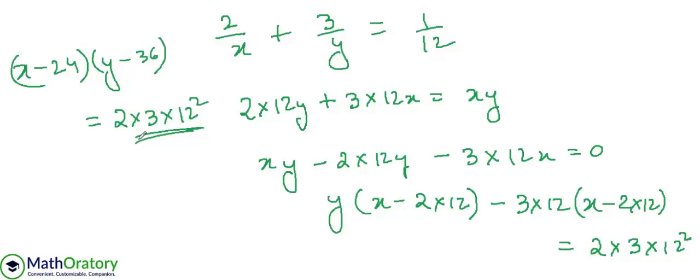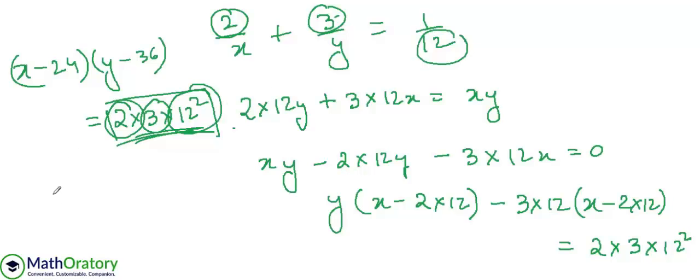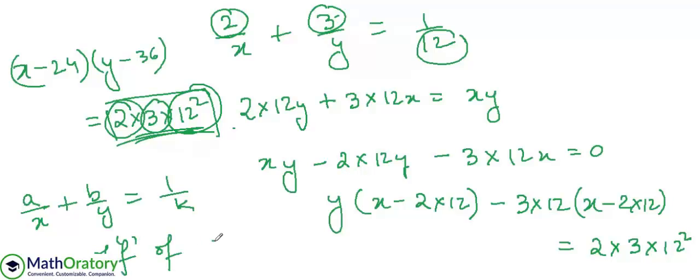So in this case, we are looking for the number of factors of this number. Where are we getting this number from? This 2 comes from here, the 3 comes from here, and the 12 square is basically this number. So we can generalize in this way. If I have a by x plus b by y is equal to 1 by k, the number of positive integer solutions will be the number of factors of a into b into k square. That will give us the total number of solutions of this equation.